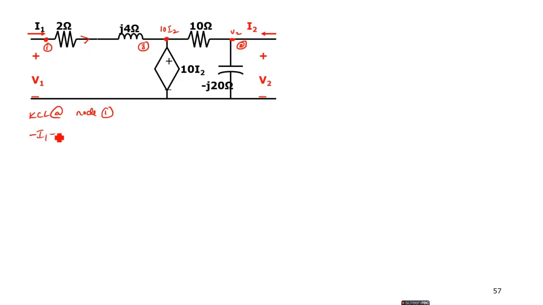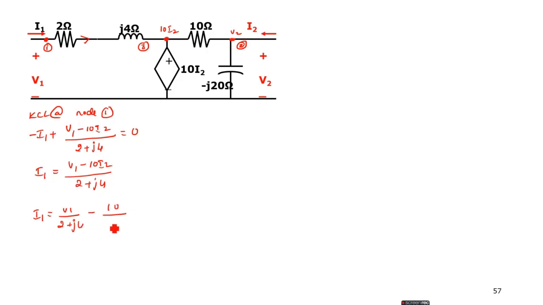So minus I1 plus what is the current flowing through this branch? Voltage at this node minus voltage at this node divided by total resistance. Voltage at this node is V1 minus 10 into I2, divided by total resistance 2 plus J4, that should equal 0. I1 equals, so simplify this, V1 minus 10 into I2 divided by 2 plus J4. Then again simplify: V1 divided by 2 plus J4 minus 10 divided by 2 plus J4 into I2. Call this equation number 3.